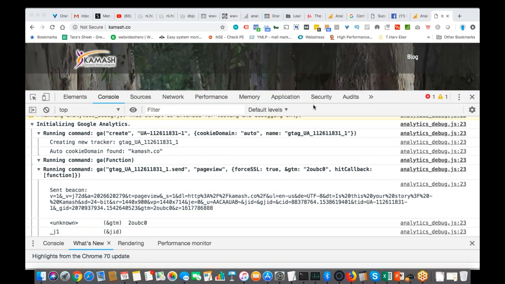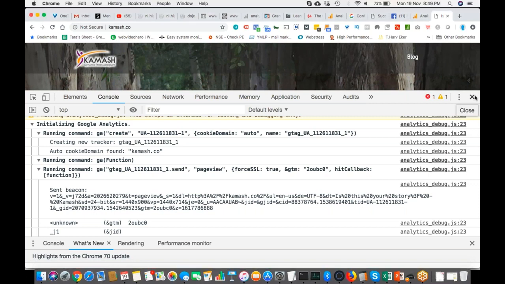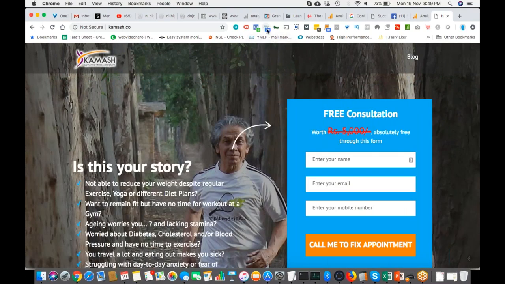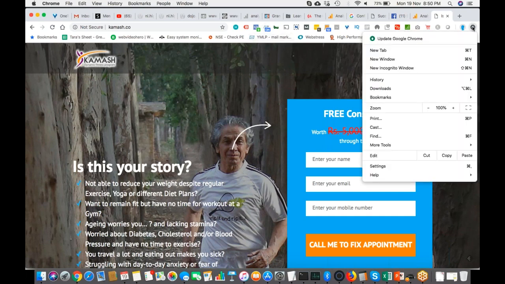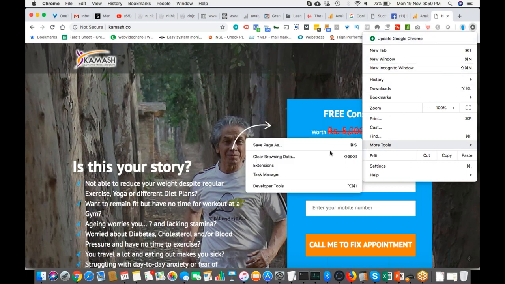Okay, so I'll show you this once again. You are clear with this part that you have to install a plugin called GA debugger. Sandhya, is that clear? Once it is installed, make sure that this is on. Then you go to Chrome's settings menu, and over here in More Tools, you go to Developer Tools.